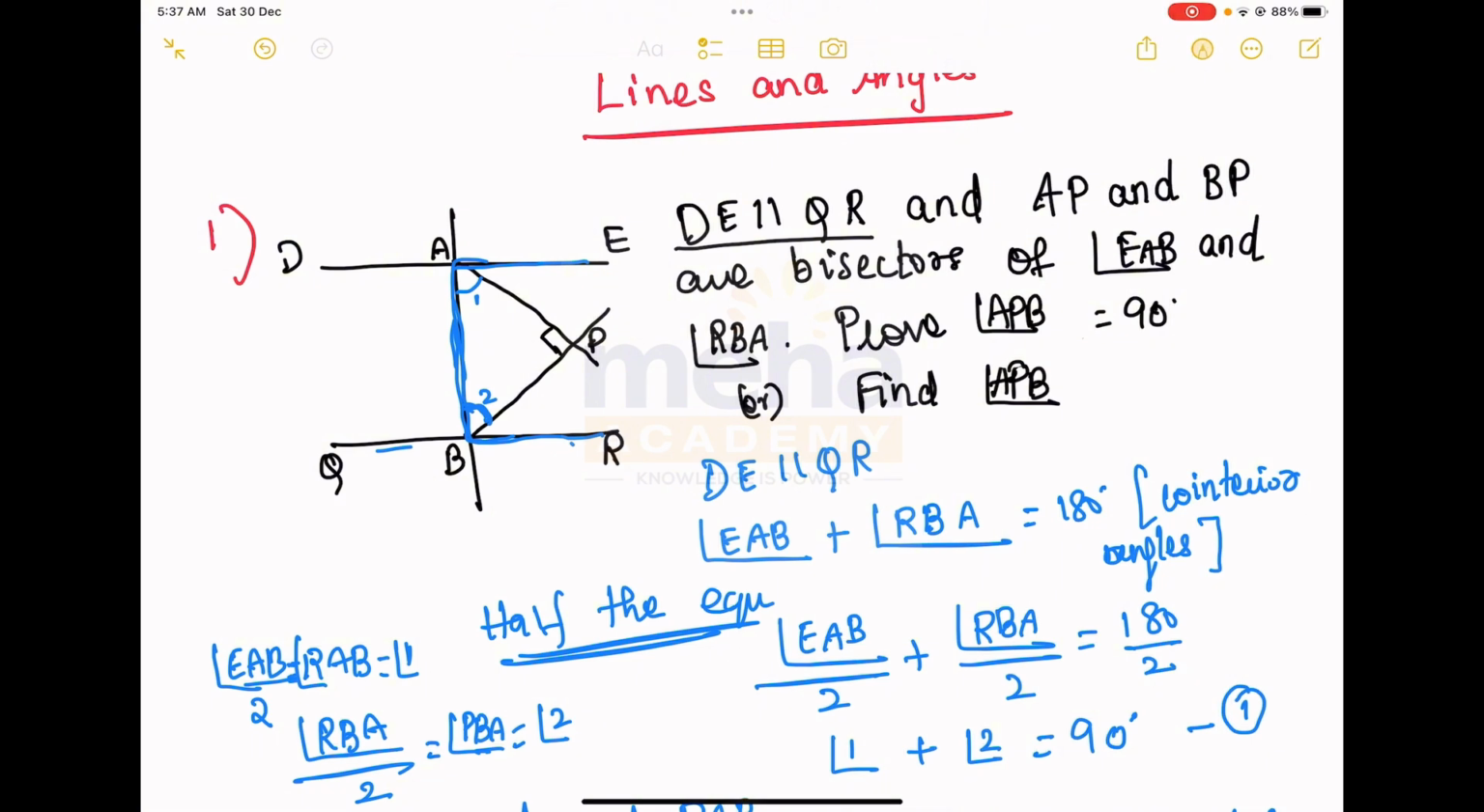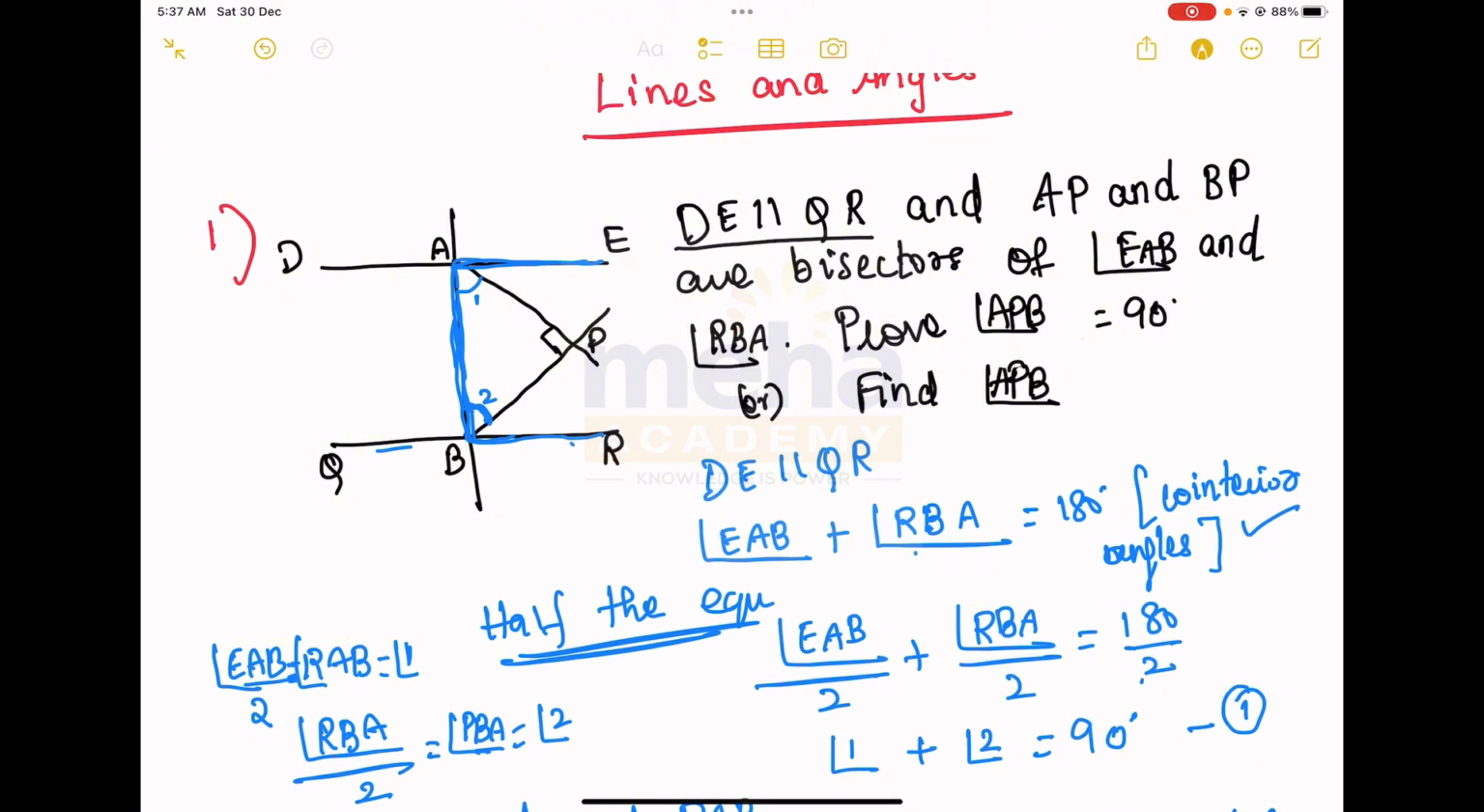So we know that since two lines are parallel, angle EAB plus angle RBA make 180 degrees because of co-interior angles. Halving the equation, we get half of EAB plus half of RBA equals 180 over 2.